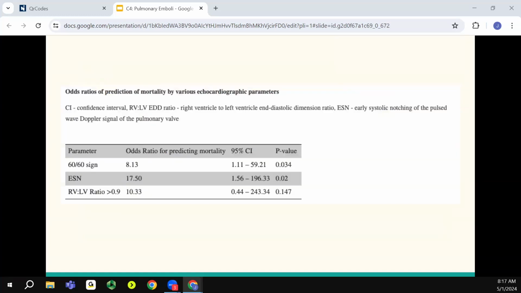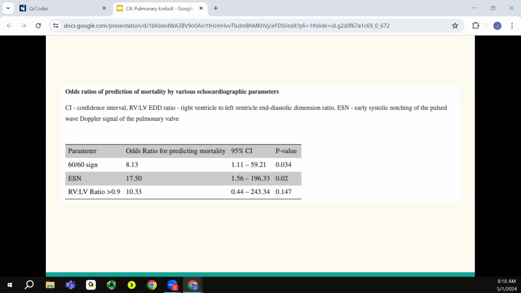The other thing that this study looked at was mortality, the odds ratio for mortality. 15 of the 24 patients with PE expired, and they found that patients with early systolic notching were 17 times more likely to die, and patients with a 60-60 sign were 8 times more likely to die. And so the overall takeaway, I think, from this article is that all these, again, not very sensitive indicators, the 60-60 sign and the early systolic notching, have a pretty strong specificity for both PE and for mortality.